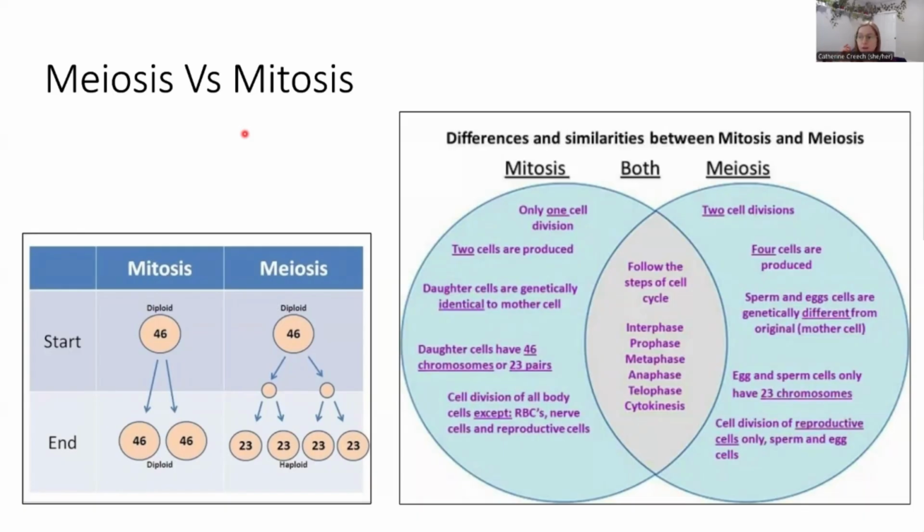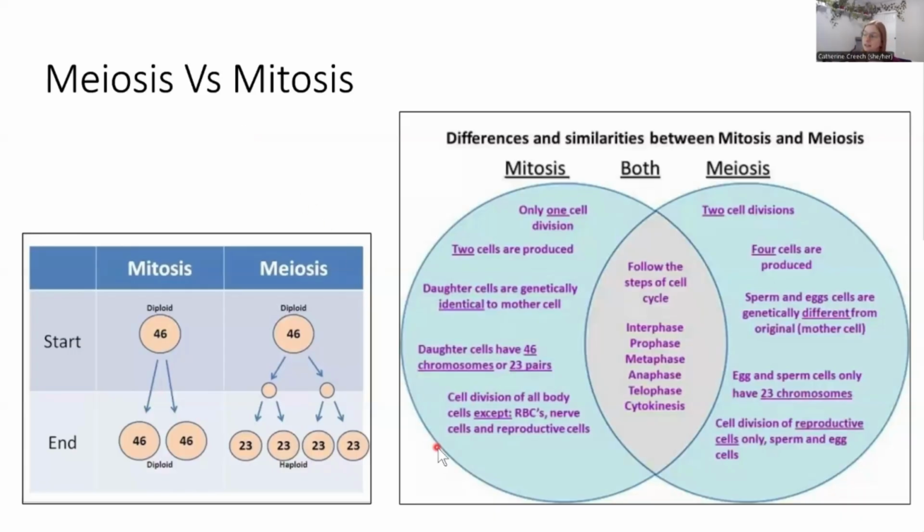Meiosis, we're going to start with 46 chromosomes, and we're going to end with 4 daughters with 23 chromosomes. So we've gone from a diploid cell to a haploid cell. We're doing 2 rounds of division because we need double the amount of cells. We are not making body cells. We're making only sperm and egg. And these cells are genetically different from each other. So there's genetic recombination. The daughter cells are different from each other, and they're different from the mother cell.